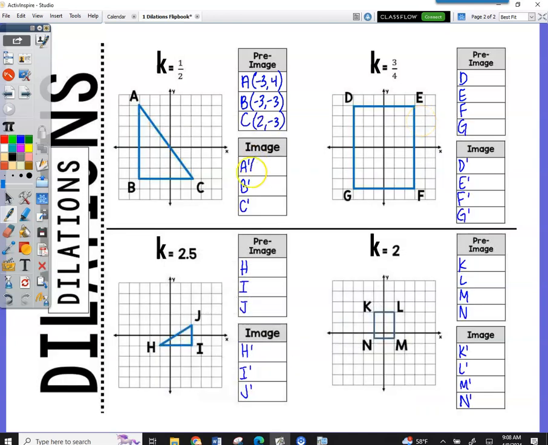So this is -1.5. And then 4, if I cut 4 in half, that would be 2. B prime would be -1.5, -1.5. C prime, if I cut 2 in half, I get 1, and then I got -1.5. All right, now we have to graph this.